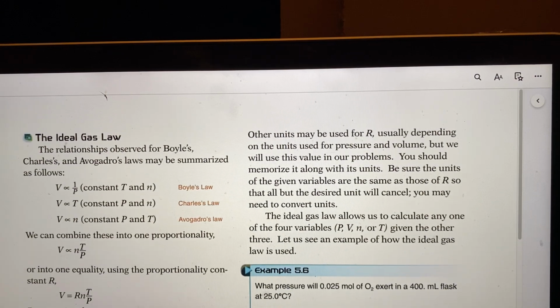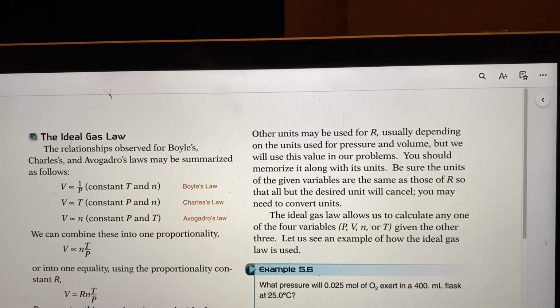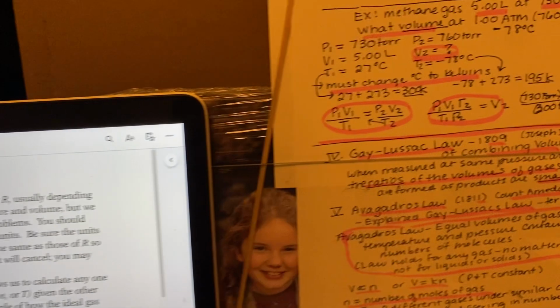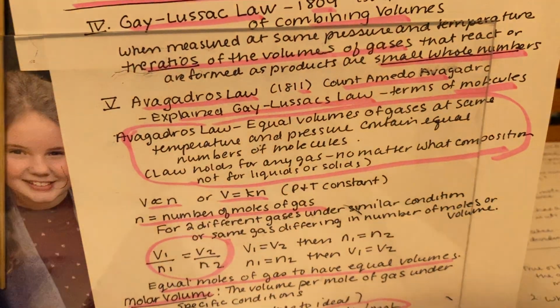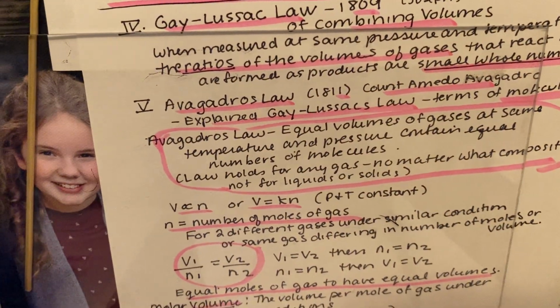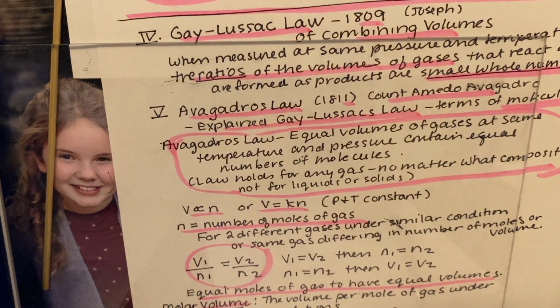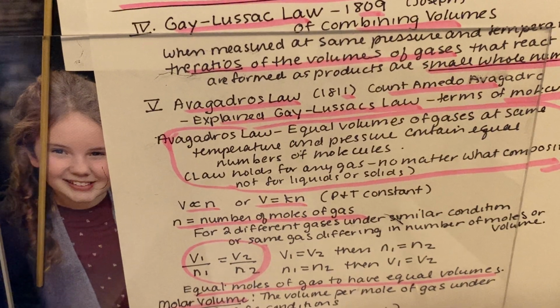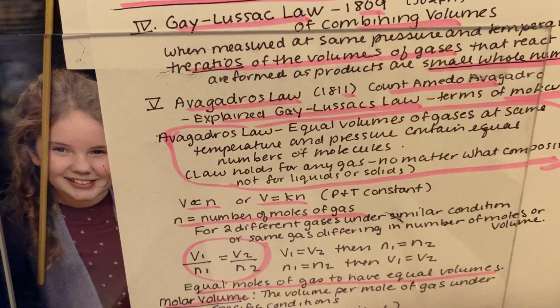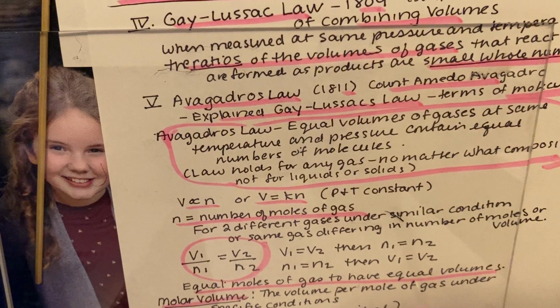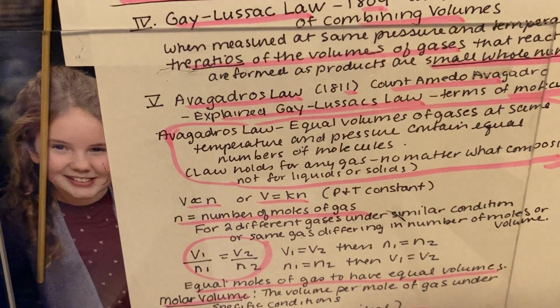And then we're going to talk about the ideal gas law. Before we talk about the ideal gas law, let's go over a little review in my notes. Gay-Lussac, it says Gay, but you pronounce it Guy, I think. Gay-Lussac's law in 1809 of combining volumes.